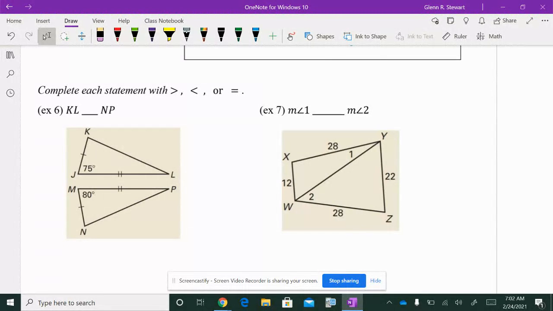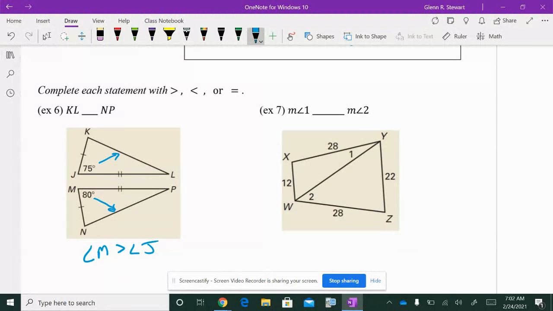Okay, hopefully you paused the video and took a look at this here. We've got KL, and we need to know if it's greater than, less than, or equal to NP. If we look at those angle measures, this is going to be our Hinge Theorem because we're starting with the angles. If we're looking at our angle measures, you can see that the one is 80 and the other one is 75. Because of this measure being greater, angle M is greater than angle J.